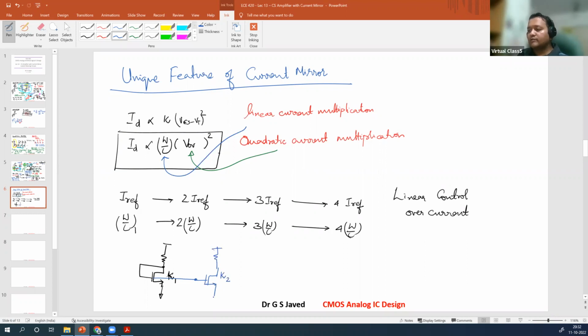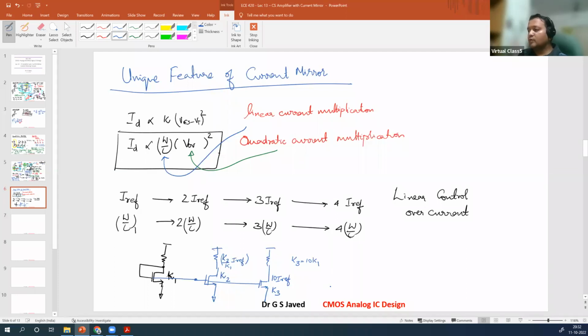Make it K2. So here I will get K2 by K1 times IREF. It can be any ratio: 2, 3, 4, 2.5, 1.25, doesn't matter. That depends on K2 by K1. If I need to make this 10 times IREF, all I have to do is change the W by this ratio, K3 times increase, where K3 is equal to 10 times K1, meaning W by L is 10 times.